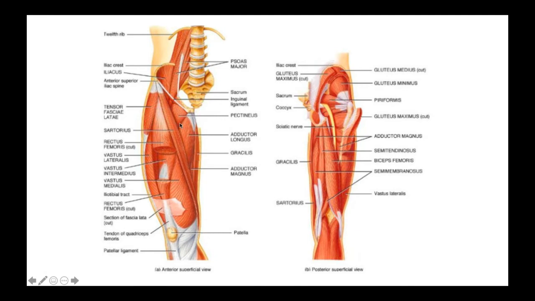On the inside, these are all adductors. So we see you have an adductor magnus, an adductor longus. There's the pectineus, and under the adductor longus is a muscle called adductor brevis. So in the inner compartment, these are adductors. Sartorius is the longest muscle in the body. Second longest muscle is the gracilis.